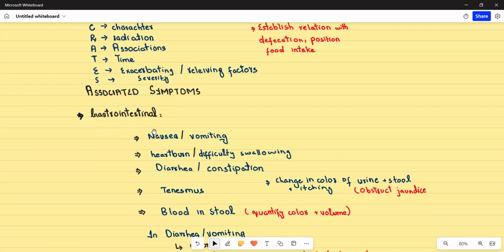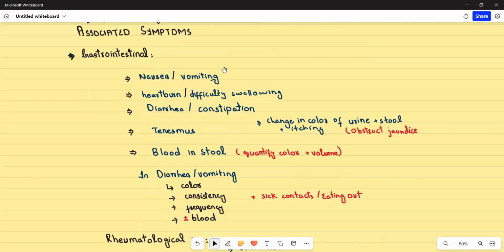So we'll ask the patient about any nausea or vomiting, and we are going to explore the vomiting further if the patient is vomiting. Okay, we are going to ask about any heartburn, any difficulty in swallowing, any change in bowel movement, so diarrhea or constipation, change in the color of urine or stool, and itching, which will indicate obstructive jaundice, tenesmus, which is the feeling of incomplete emptying of the bowels after defecation. Okay, so tenesmus, blood in stool.